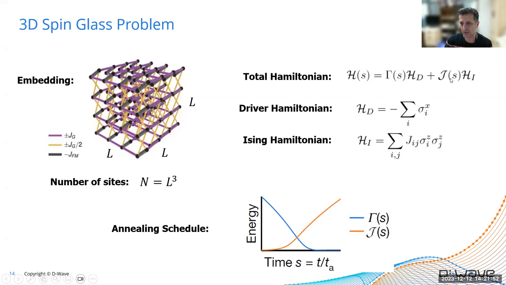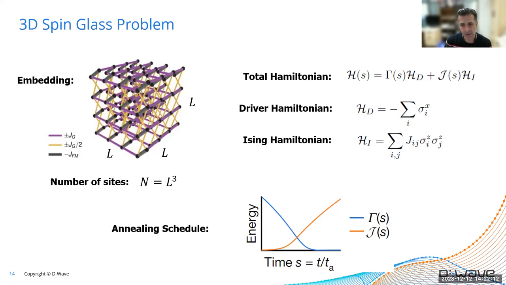So at the beginning, you start from a quantum paramagnetic phase, and at the end, you end up deep in the spin glass phase. And along the way, you have to pass a quantum phase transition from the paramagnetic phase to a spin glass phase.